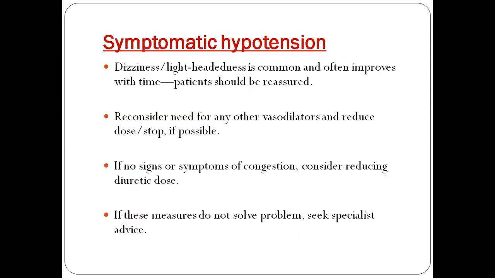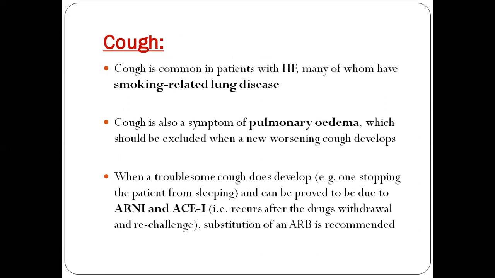If a patient has hypotension, that is BP of less than 100, and develops symptoms like dizziness or lightheadedness, you shouldn't immediately stop the sacubitril valsartan. You should look for any other drug which is causing hypotension, like if the patient is on any vasodilator. If there are no signs or symptoms of congestion, you should consider reducing diuretic doses to the minimum. If these measures do not solve it, then it depends on a case-to-case basis, and the cardiologist or physician treating the patient should decide upon usage of ARNIs.